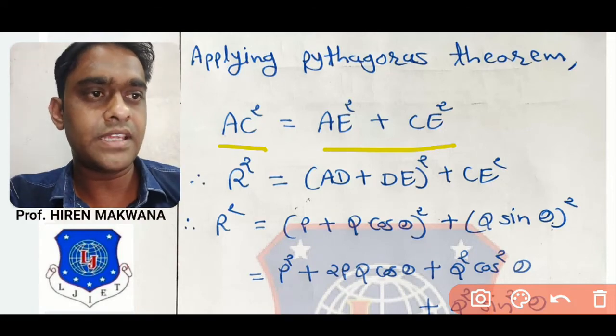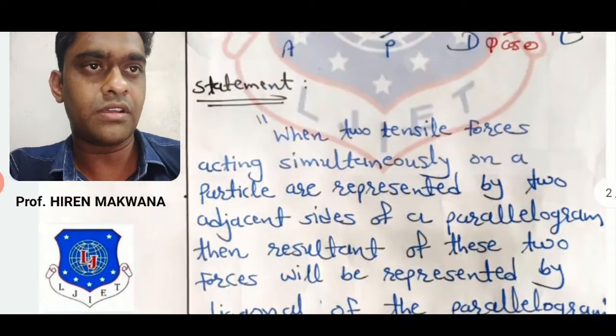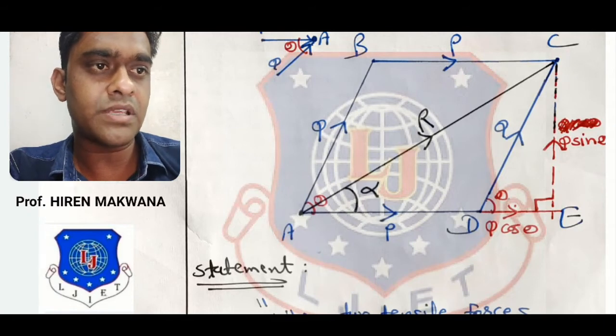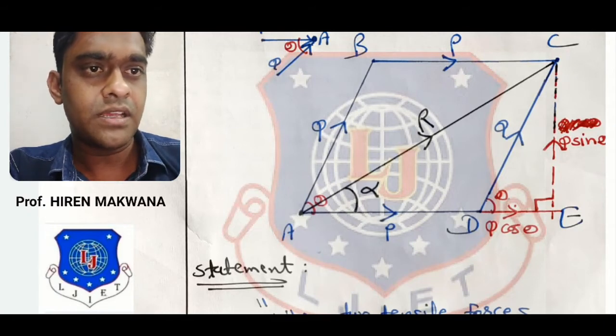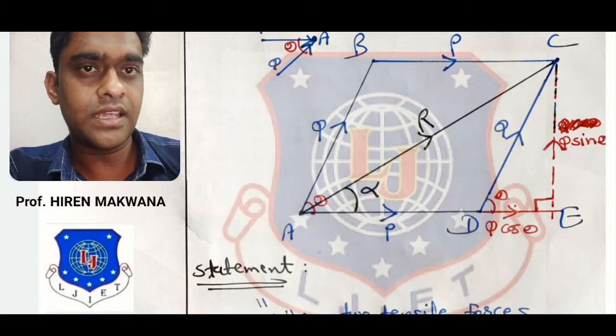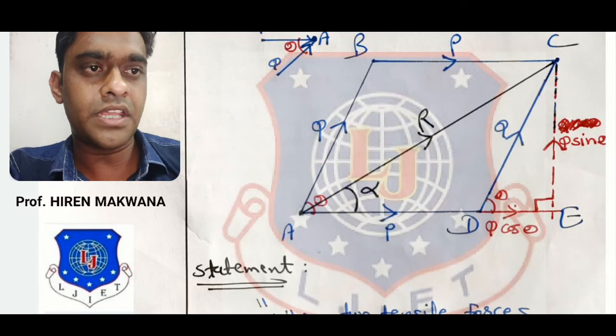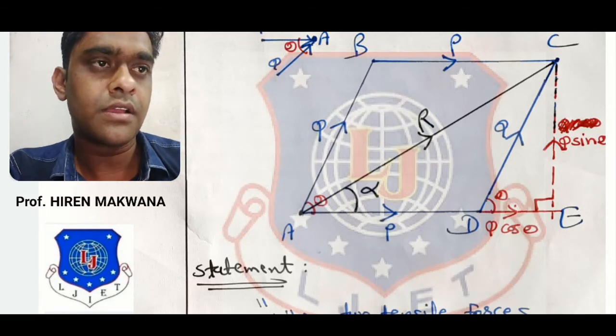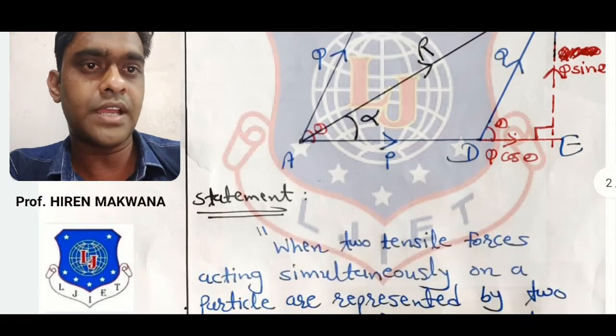Now what is AC? You can see in the figure. It is the resultant R. What is AE? It means AD plus DE. And what is AD plus DE? P plus Q cos theta. And what is CE? CE is Q sin theta. Remember all the notations. Again repeating: AC means R, AD means P, DE means Q cos theta. So AE will be combinedly P plus Q cos theta. CE is equal to Q sin theta.